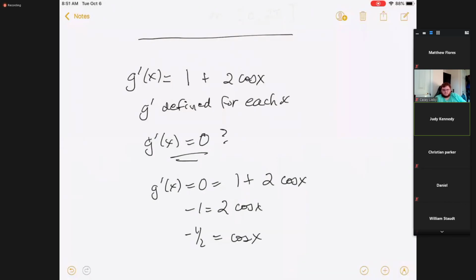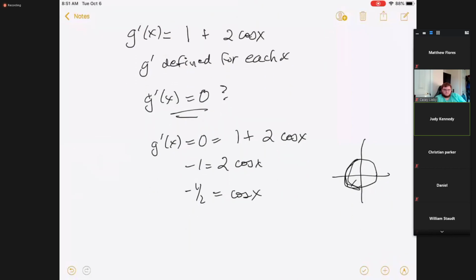Where is the cosine of x equal to minus 1/2? Okay, and think about my unit circle. The cosine is negative for anything on that side, right? Because the cosine is the x values. So I'm looking for angles in the second and third quadrant that satisfy the cosine of that angle being minus 1/2.